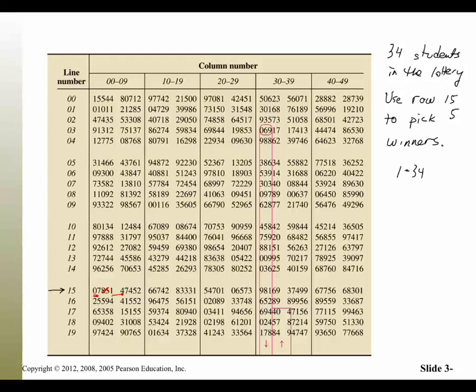So number 7. Then 85 we cross out because it's not between 1 and 34. Then 14. Then 74 we cross out, and 52 we cross out. 66 is gone. 74. 28, is that 3 so far? 33 and 31. So who was it? 7, 14, 28, 33, and 31. Come claim your prize after class. Okay?